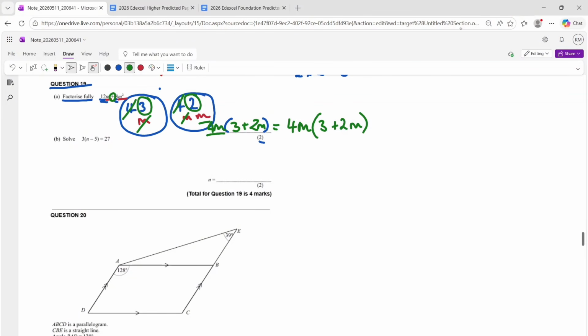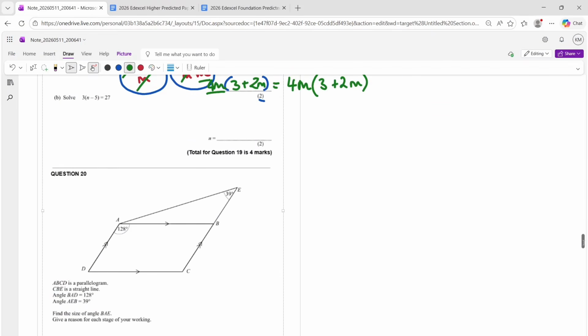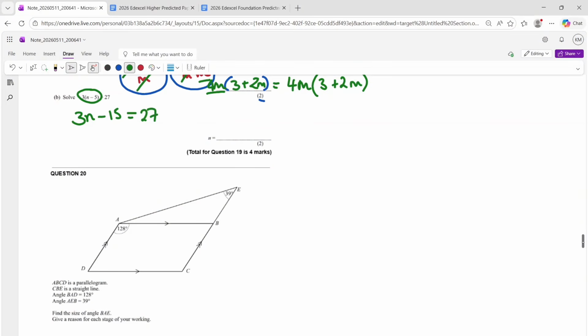Okay, part B, you have been asked to solve. Now there's 2 marks here. Sometimes this is worth 3, depends on how generous they're feeling. So first of all, your first mark is for expanding the bracket, even if you can't do anything else. So 3 multiplied by n is 3n, and 3 multiplied by -5 is -15. And that equals 27. So as I said, sometimes you get a mark just for expanding the bracket.